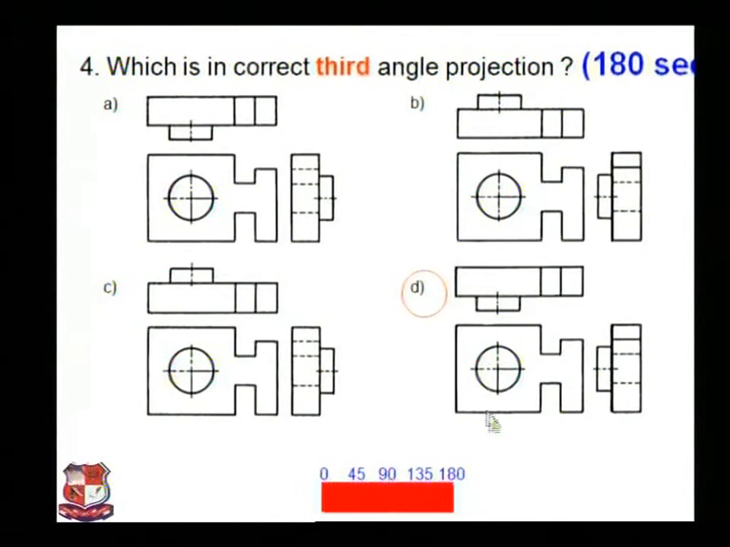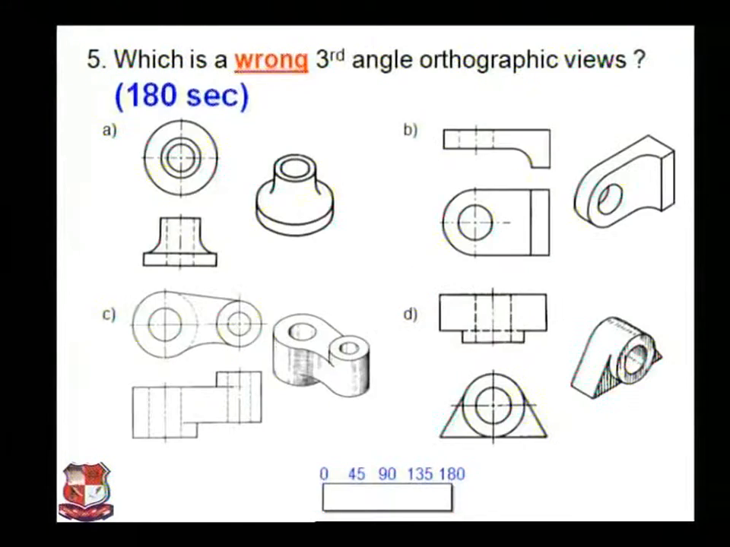In D, it fully represents these all three views are drawn in third angle projection method. Now fifth one, which is wrong third angle orthographic view? In these four cases, which one is not correct or which is wrong third angle orthographic view? Think about first one. This is the object. If you look from the top, it is drawn over here. So top view is drawn above and front view is drawn below. So A is the third angle projection method. So A is not the answer.